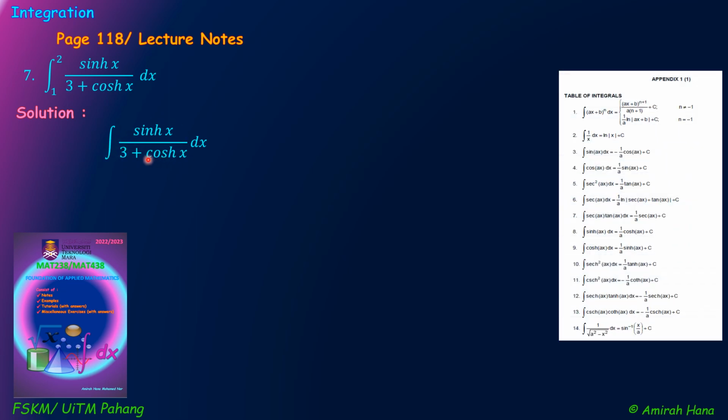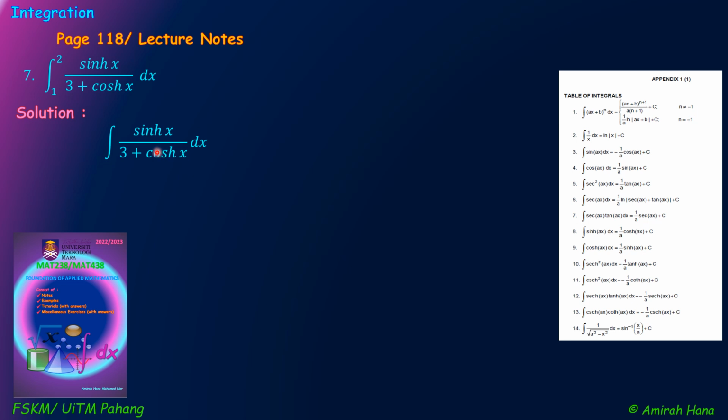Okay, when we check the appendix, the table of integrals, we look for a formula to integrate sinh on top and 3 plus cos x on the bottom. If you check one by one, there is no formula to integrate this function. I mean, no direct formula. So if there is no direct formula, maybe we can try u substitution.